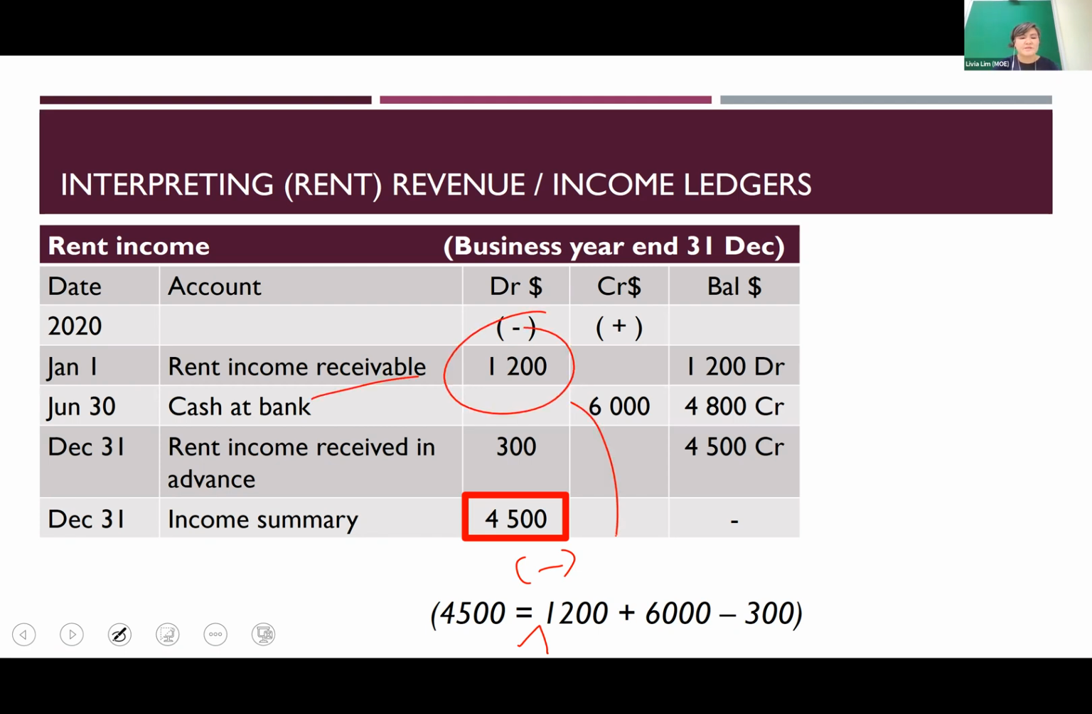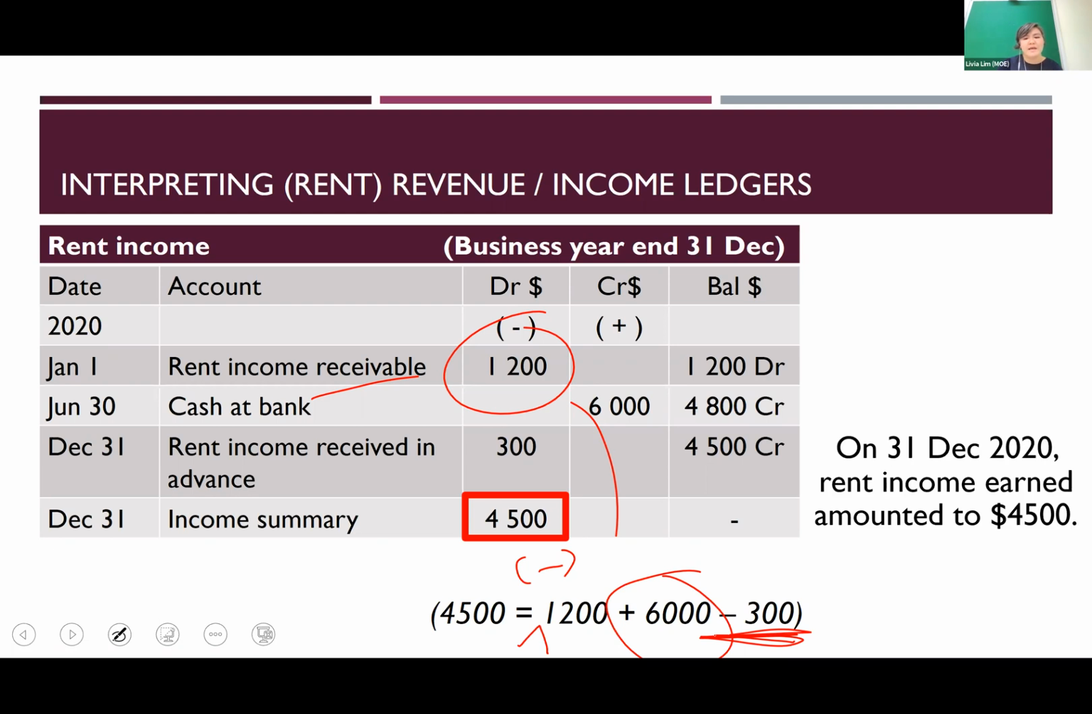Why? Because this income was from last year's income, not this year's income. Plus $6,000 which I received this year, and minus 300. Why minus $300? Because I received this income in advance. I have not earned it yet. And that would give me 4,500. How do I describe it? I would simply say rent income earned amounted to 4,500.